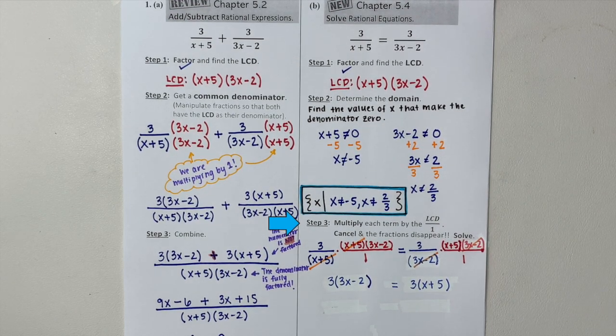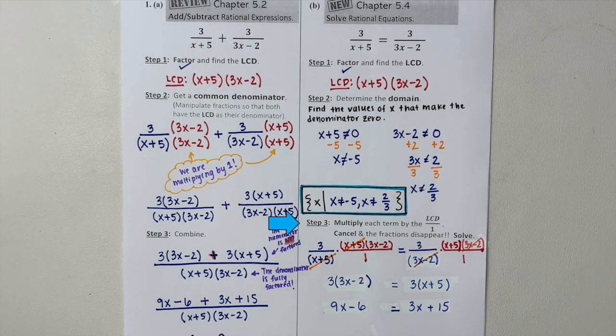Now, we see that after we multiplied each term by the LCD over 1, that got rid of our fractions, and we have a much simpler equation to deal with. So to solve this equation, let's distribute the 3. That will give us 9x minus 6. And we can distribute the 3 over here to get 3x plus 15.